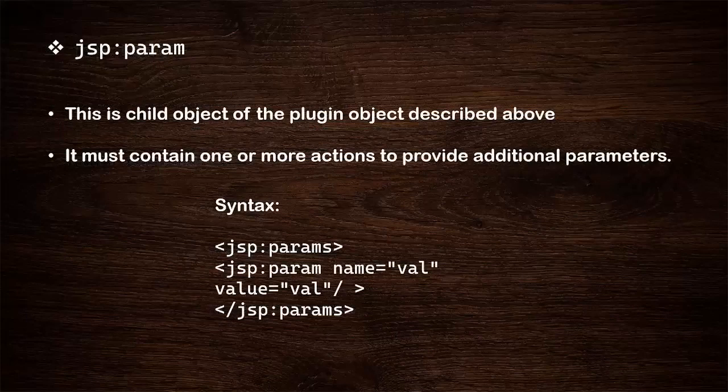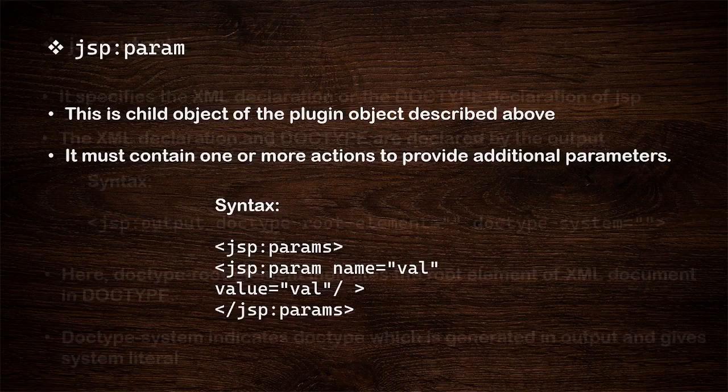Then we talk about jsp:params. This is a child object of the plugin object described above. It must contain one or more actions to provide additional parameters. This is the syntax of jsp:params.